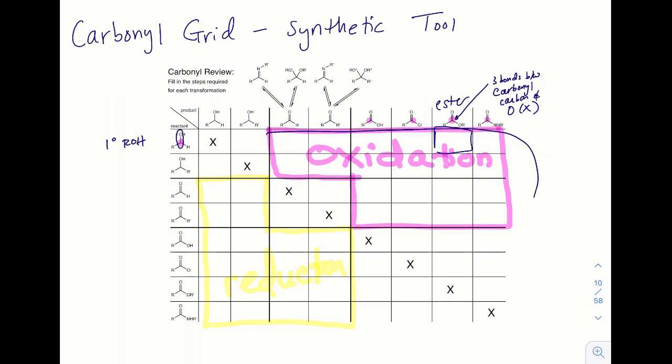Whereas the number of bonds between the carbonyl carbon and oxygen increased in the squares represented in this section of the grid, in this bottom left quadrant, these represent reduction reactions. The number of bonds between the carbonyl carbon and oxygen decreases in these transformations. Labeling the carbonyl carbon, let's take a look at the carboxylic acid being transformed to an aldehyde.